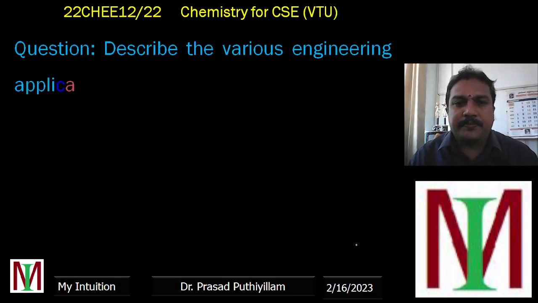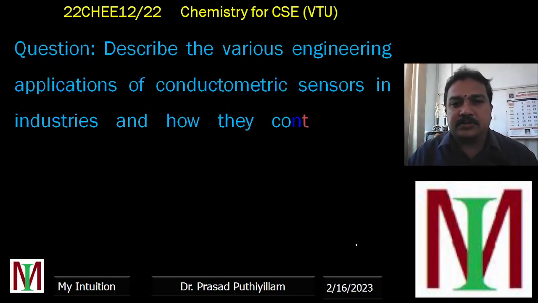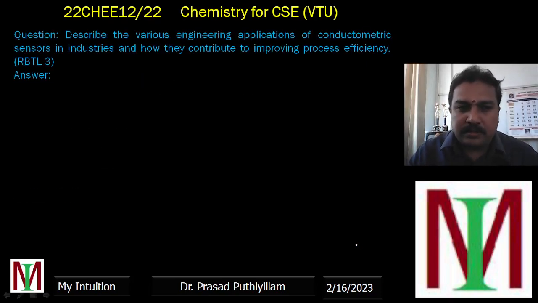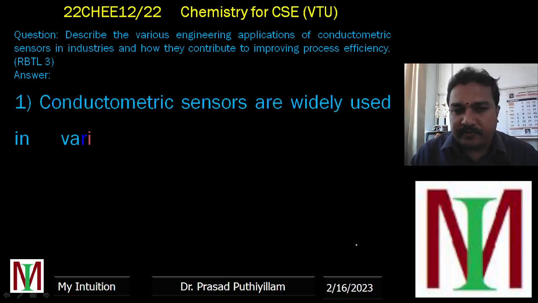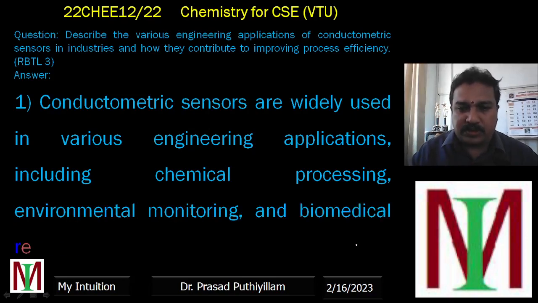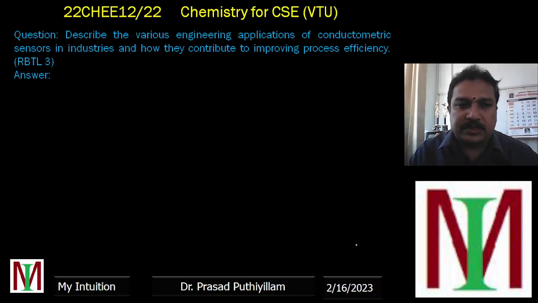Question based on that. Describe the various engineering applications of conductometric sensors in industries and how they contribute to improving process efficiency. It's a level 3 question. Answer is given. First point of the answer. Conductometric sensors are widely used in various engineering applications, including chemical processing, environmental monitoring, and biomedical research.